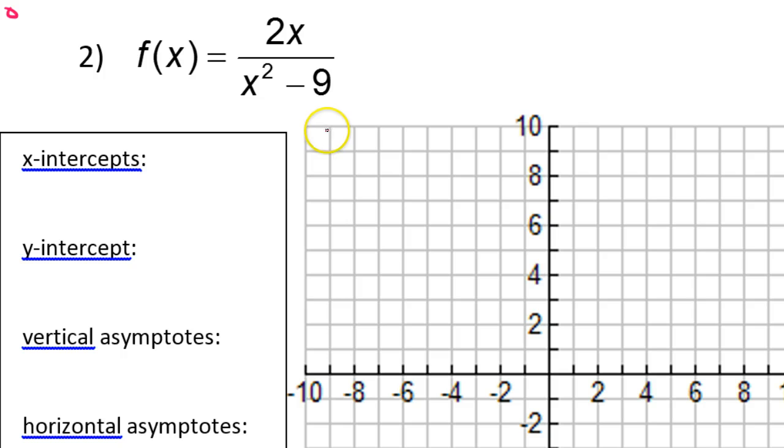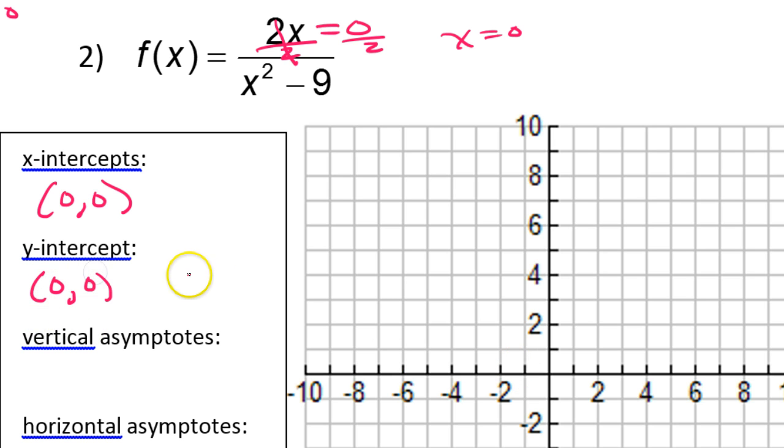Alright, so for problem number 2 here, we're starting with the x-intercepts. When you don't have a number added on the end, like plus 5 or something like that, a shortcut you can use to find the x-intercepts is to set the numerator equal to 0. If I set this equal to 0, that's just going to give me x equals 0. That means the x-intercept is (0, 0). Now (0, 0) is on the x-axis and the y-axis, so it'll also be the y-intercept automatically. And we might as well plot that point.